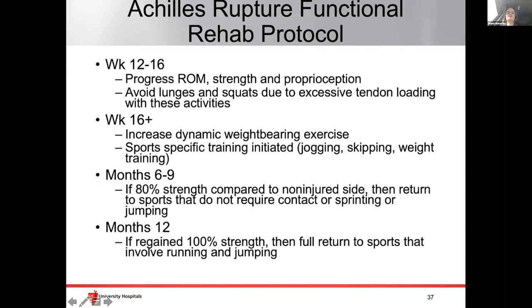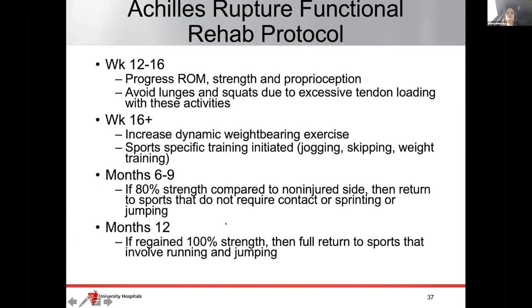You have to avoid lunges and squats until about the 16th week. But again, very controlled, not hyperdorsiflexing. Sports training can start initiating at week 16, but again, it takes about a year really for these athletes to recover. At 6 to 9 months, they're pretty good, but they're really not quite ready to return to play per most studies that actually check how the athletes feel on their function. It takes about a year.